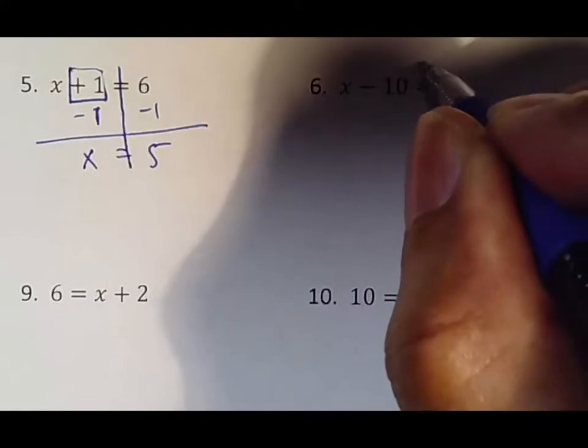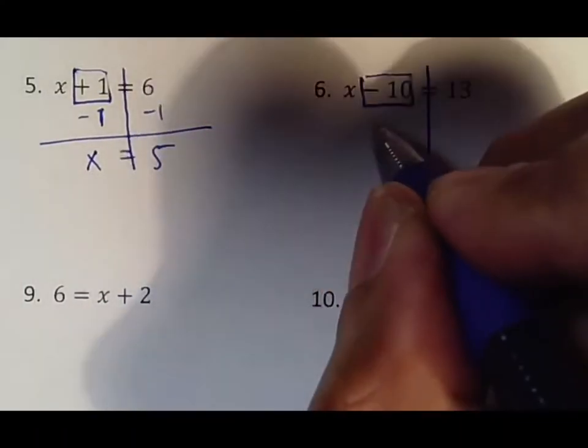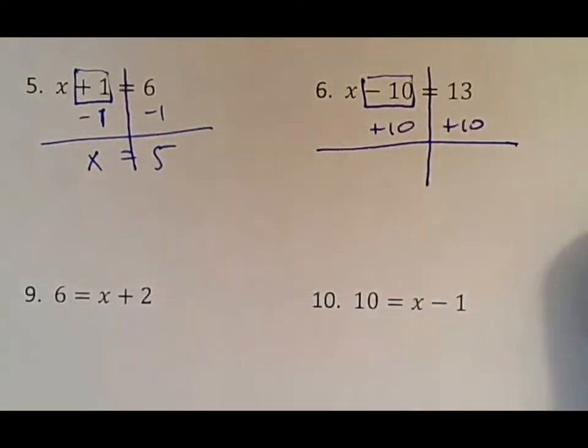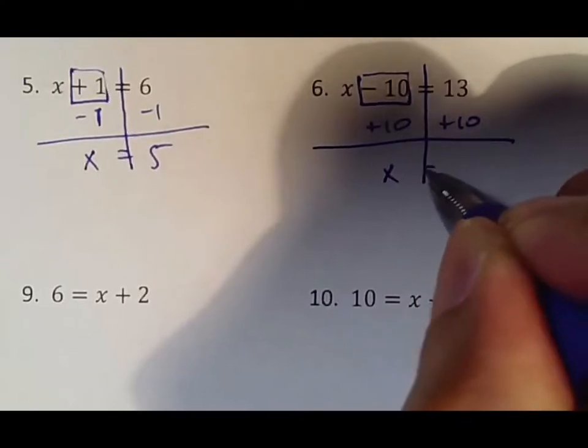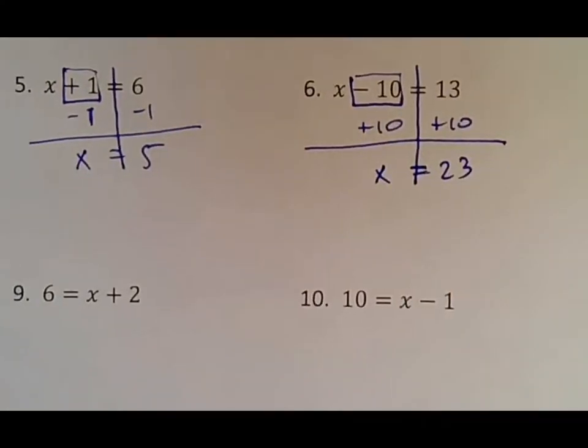Here, drawing our line through our equal sign, viewing this as a minus 10, we will move this with a plus 10. X comes down, 13 plus 10 is 23, and that is what we're looking at.